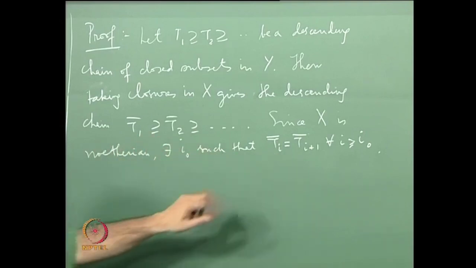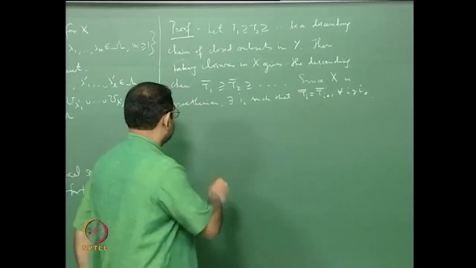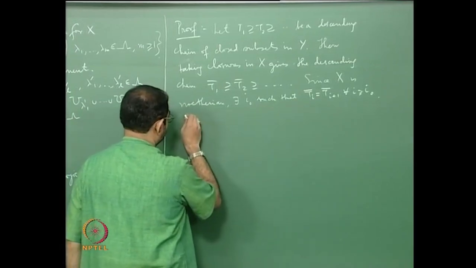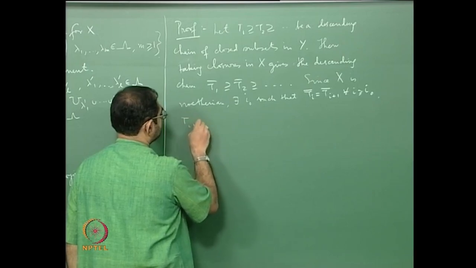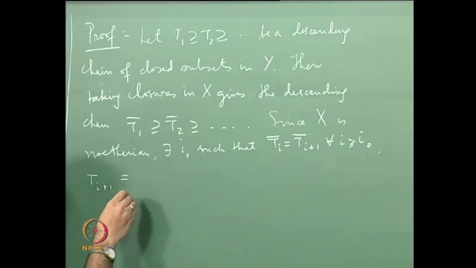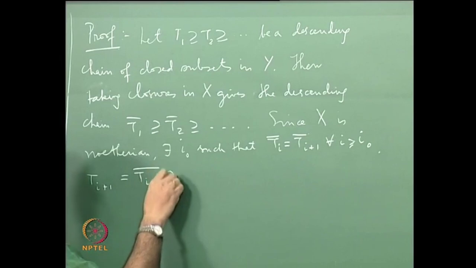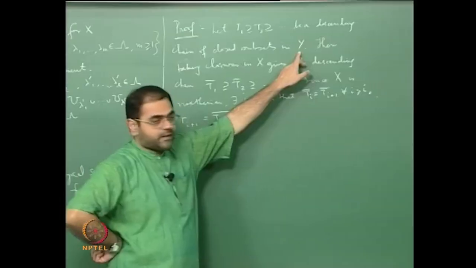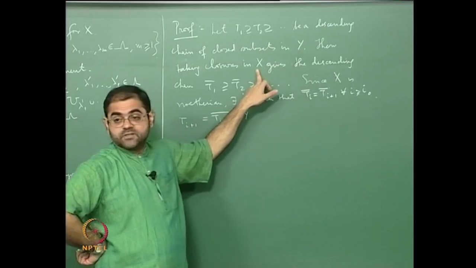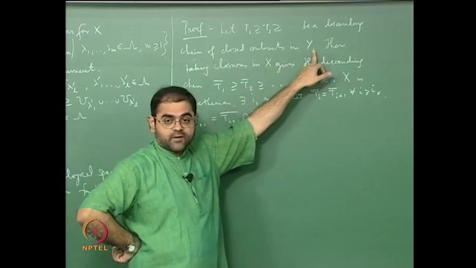Now, what I want to tell you is that if this holds with the bars, then it also holds without the bars. Okay, why is that? Because you see, if you calculate Ti plus 1, Ti plus 1 is actually Ti plus 1 bar intersection with Y. Okay, see, you take a closed subset of Y. Okay, it's not closed in the bigger space X. Then you take its closure in X, and then you intersect it with Y.